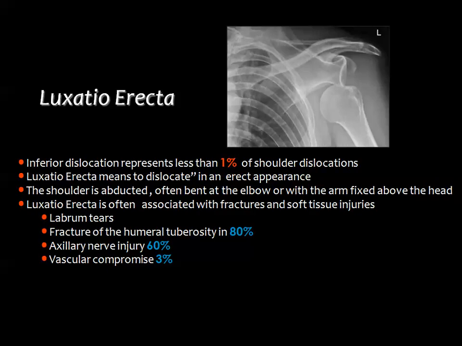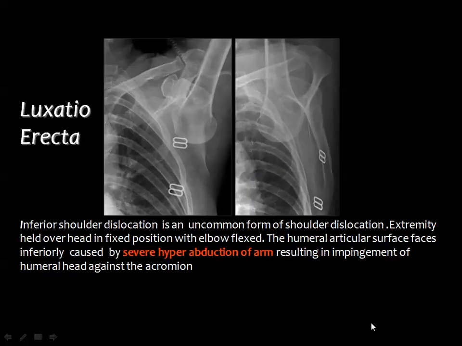This inferior dislocation represents less than 1% of the dislocations, and it will result in this erect appearance, the abducted arm and the shoulder, the elbow which is bent with the arm fixed above the head. This injury is usually associated with soft tissue injuries and other bony injuries like labral tears, fractures of the tuberosities of the humerus, axillary nerve injury, which is frequent, and vascular compromise in about 3% of the cases.